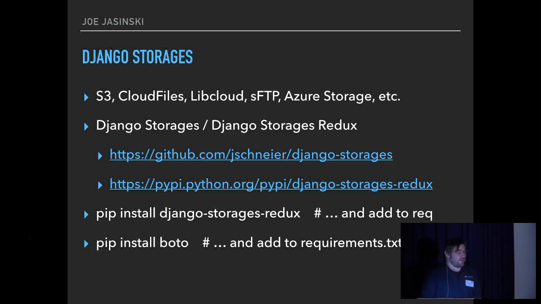Just as a point of note, django-storages was forked recently to be called django-storages-redux, or Redux, as I like to say. This is basically the same project, but it supports Python 3. Installing this is as simple as doing pip install django-storages-redux and adding it to the requirements file. Then if you want to use the Amazon S3 backend, which is pretty common, you pip install boto.